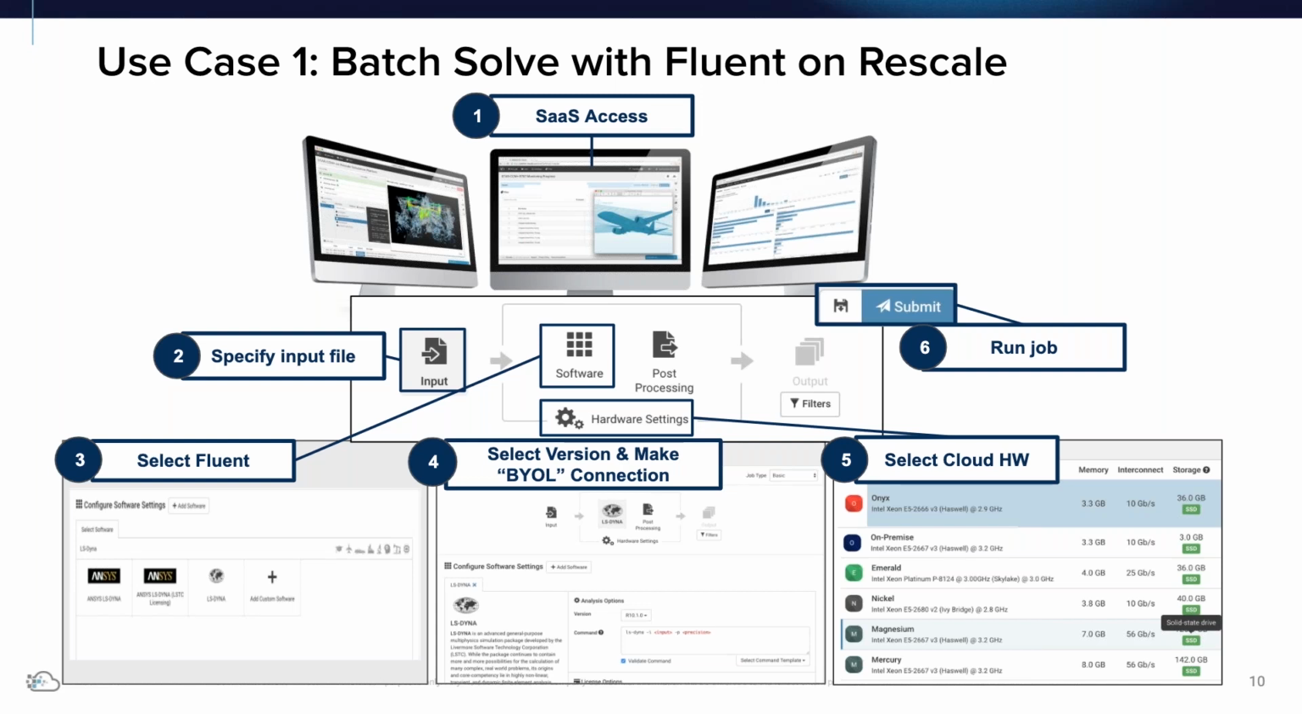So the first one is a batch solve with Fluent on Rescale. You have the platform access, which you'll see in a moment. And we try to make things just about as straightforward as possible and ask the engineer for their input file, the software, any licensing that's required, and then the cloud hardware to run it on. And then we're ready to submit the job. So we'll walk through that and you'll see how that works.